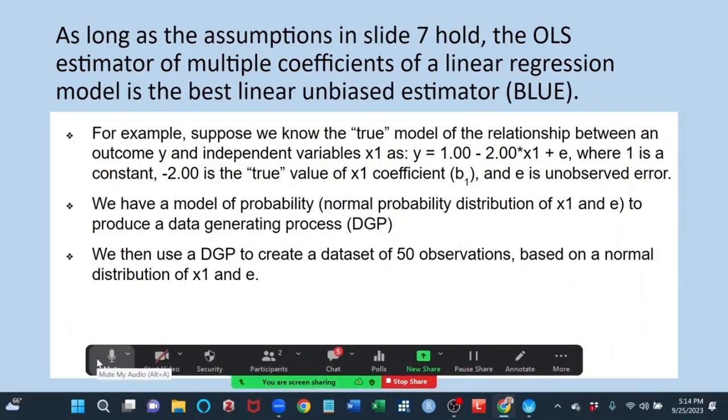Okay, so as long as the assumptions in slide 7 hold, the OLS estimator of multiple coefficients, multiple variables of a linear regression model, is the best linear unbiased estimator, or BLUE. It has no political implications here. It's just what statisticians decided.